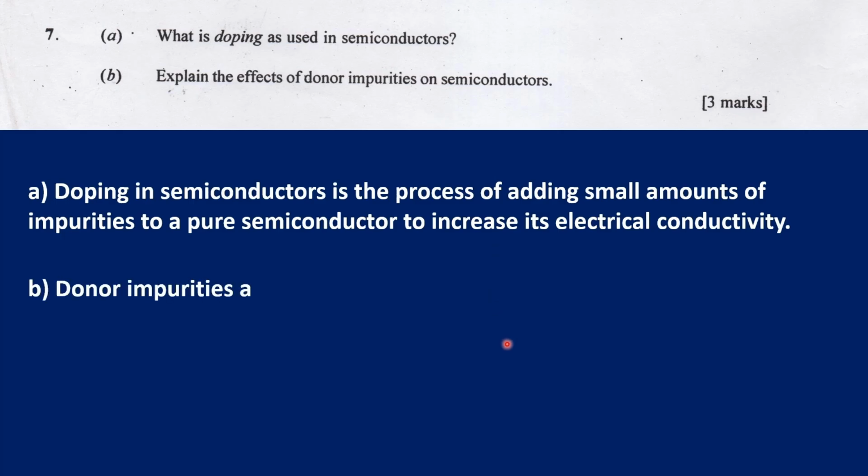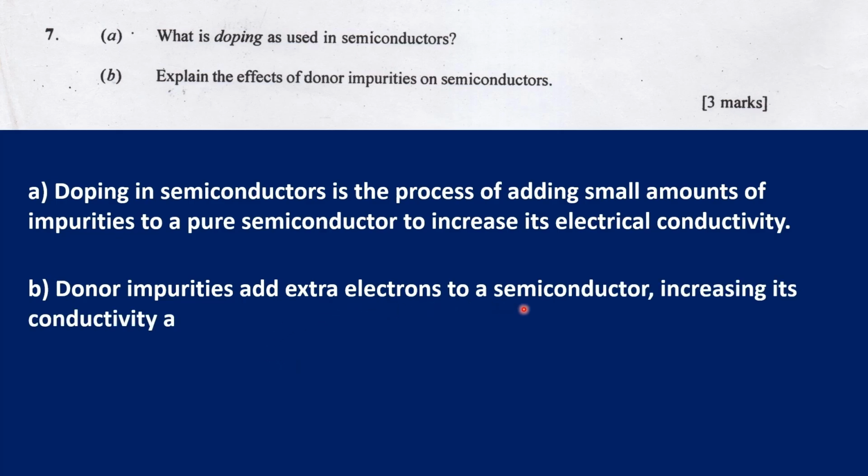So what the donor impurity does is that it adds extra electrons to the semiconductor, increasing its conductivity and making it an N-type semiconductor. The charge carriers, that are the particles responsible for the conduction of electricity in semiconductors, are the electrons and holes. Now, the donor impurity adds extra electrons to increase the conductivity. On the other hand, an acceptor impurity will rather add an extra hole to the semiconductor.